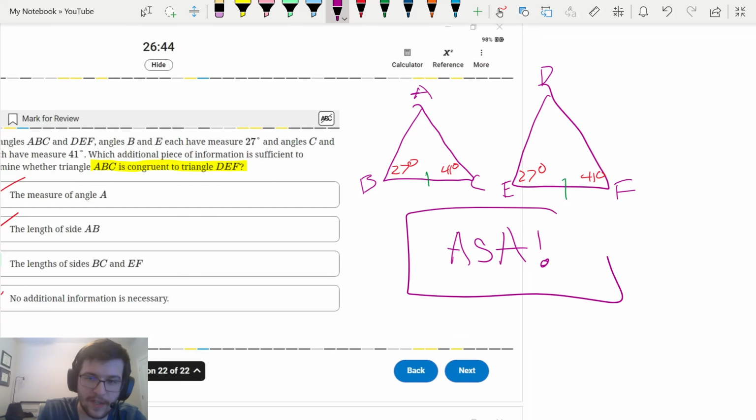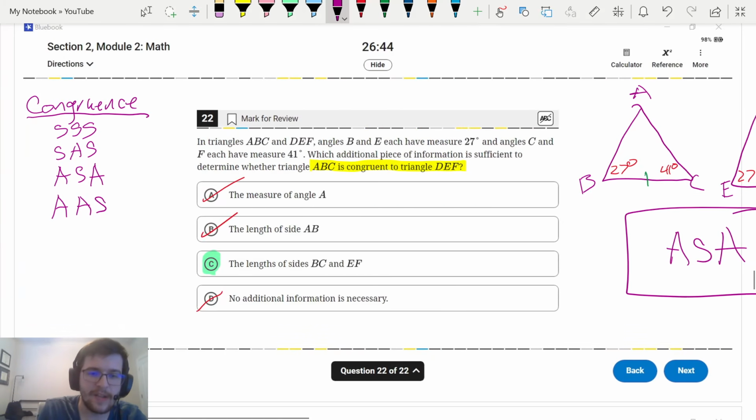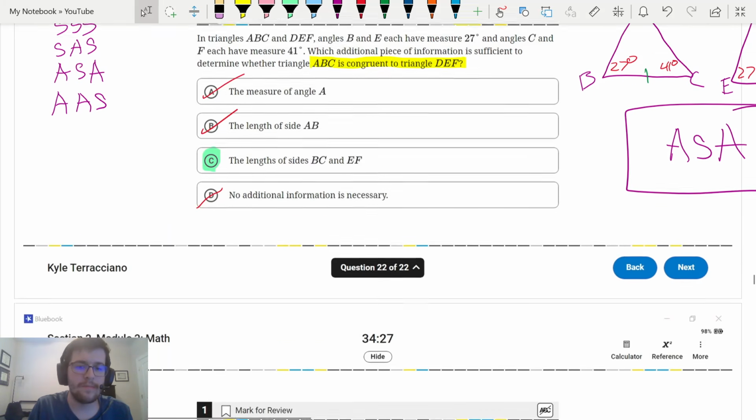So all the other ones, no matter how hard we tried, they don't give us any of the congruence postulates. Great, awesome job. Okay, let's move along here.